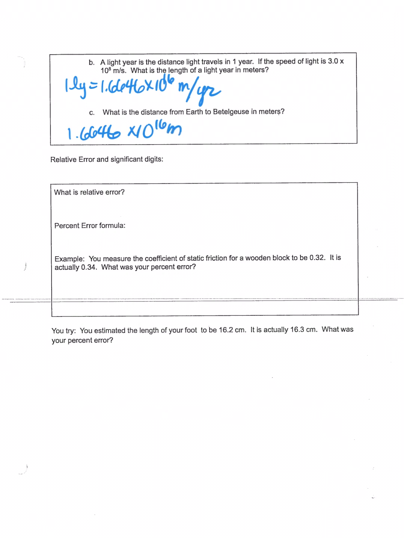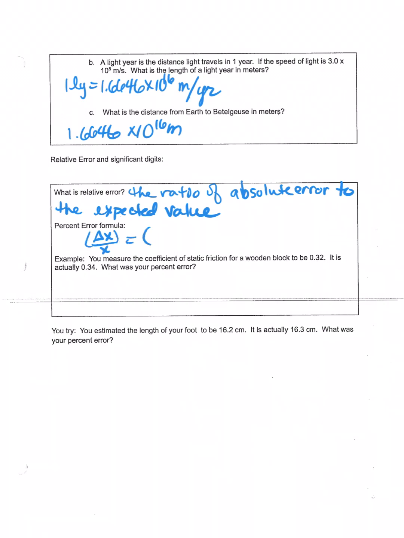What is relative error? It is the ratio of absolute error to expected value. Now, you all know this. Percent error would be delta x over x, and that is equal to x measured minus x expected divided by x accepted. And then to turn it into a percentage, we have to put 100% on it. Okay, multiply by 100%.